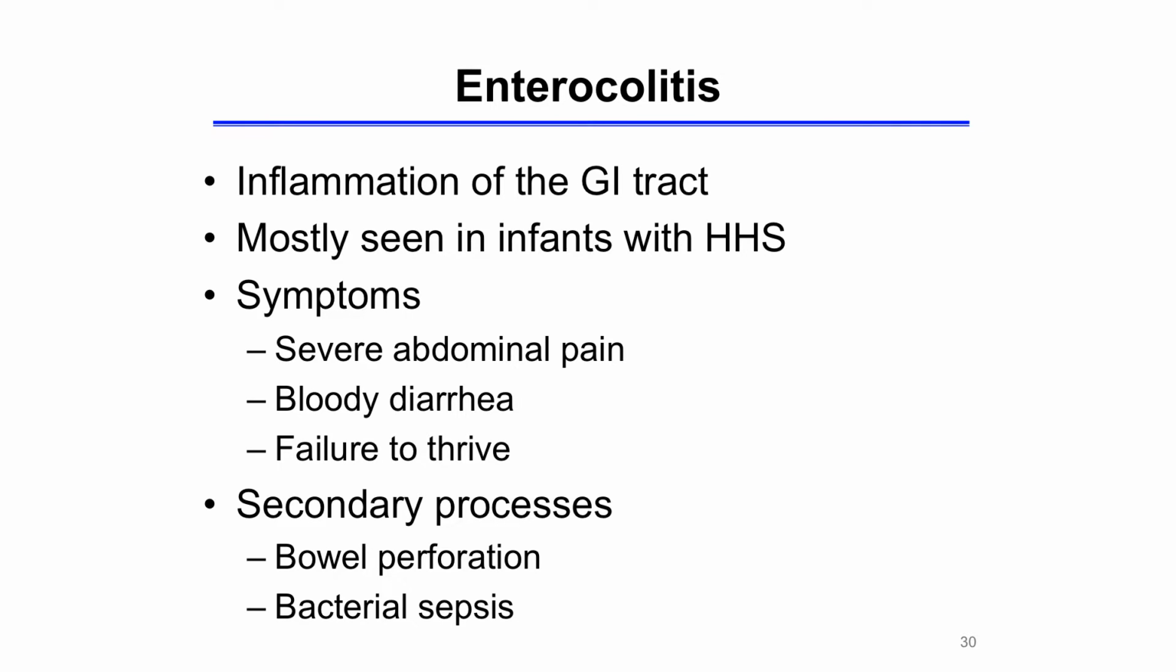Now, a more severe problem is this enterocolitis, which I described briefly in those infants that are born with very severe immunodeficiency. These are the kids that are found to have HHS. The symptoms are quite severe, with severe abdominal pain, bloody diarrhea, and failure to thrive. It can be so severe that the bowel can actually perforate, and this can lead to bacterial sepsis. Well, you can have bacterial sepsis without the perforation as well, but this can be a life-threatening event.